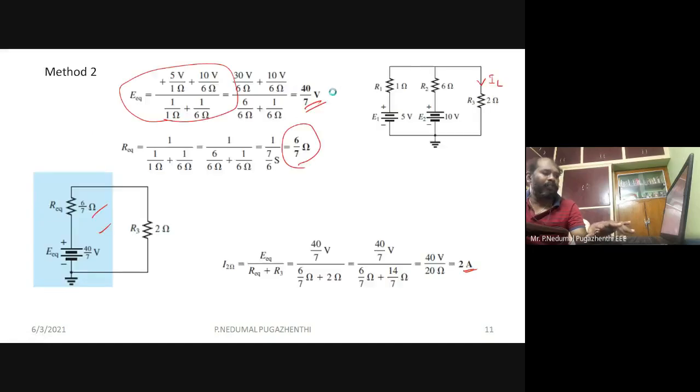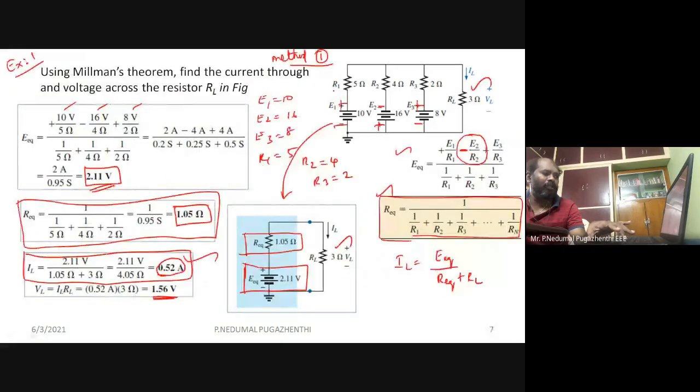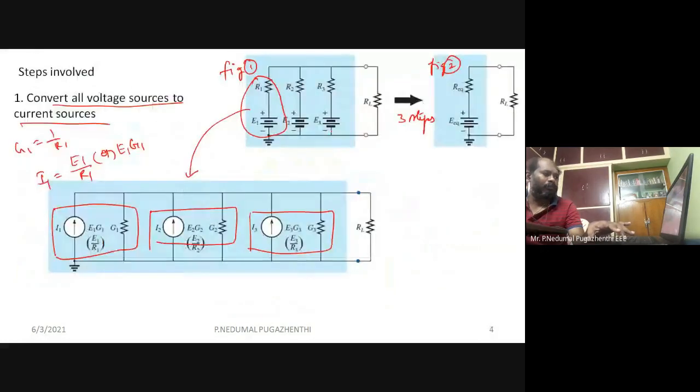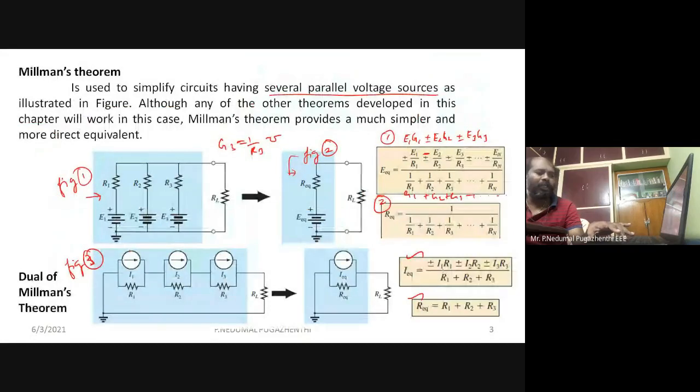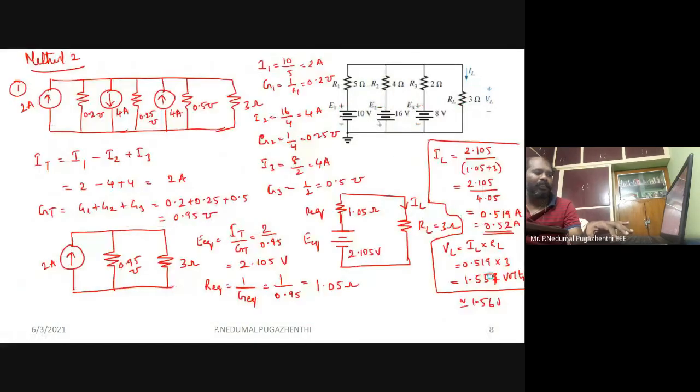You check my first slide. What is the first slide denoted? You can see that I1 R1 plus I2, this is I equivalent, this is R equivalent. So I1 R1 plus I2 R2 plus or minus I3 R3 divided by R1 plus R2 plus R3. So I will use that formula. I will use that formula here.